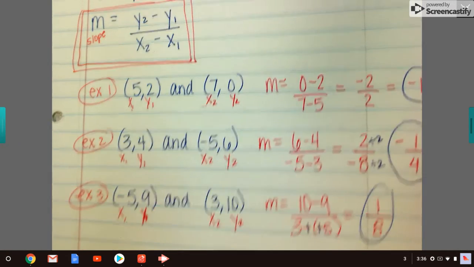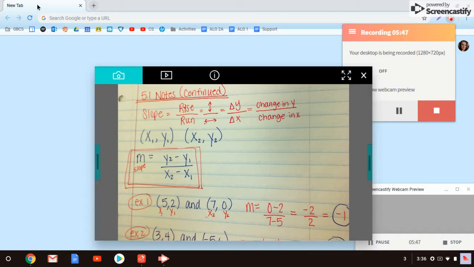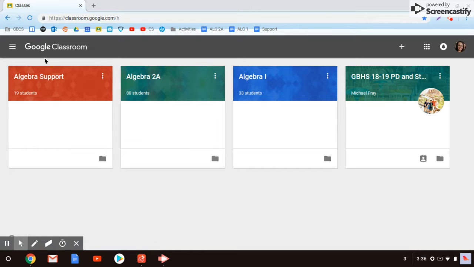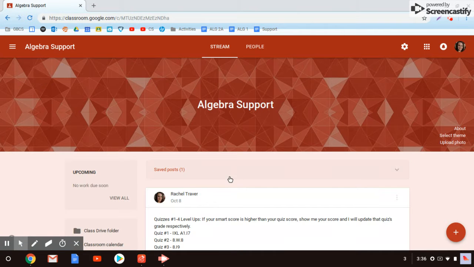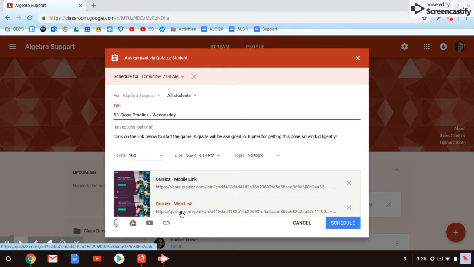I hope these notes helped. The game plan for the rest of today is that you guys are going to be doing a quiz is practice. So on Classroom, I'll show you what it looks like. It hasn't posted, it'll post this morning, so I've got it right here, but this quiz is practice will look like this. It says click the link below to start the game. I will assign a grade for getting this done, so you should be working diligently through the rest of the hours today on Wednesday.